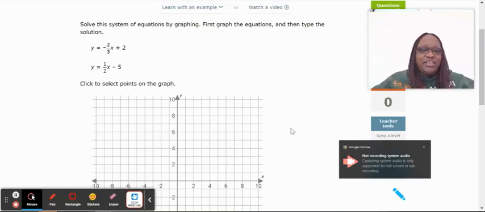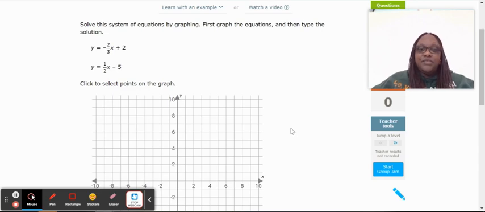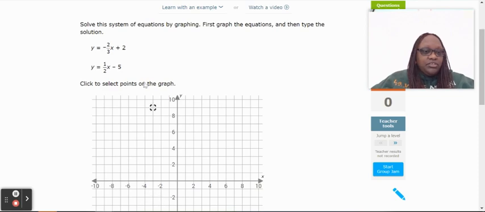All right, this video is to help people with the IXL about solving systems of equations by graphing. So we're going to start by graphing each equation. Remember, currently this is in slope-intercept form, y equals mx plus b. I know it's in slope-intercept form because the y is isolated on one side of the equation.